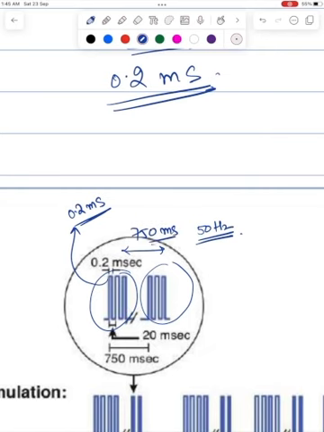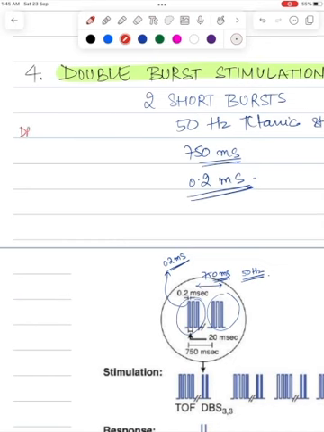and the 2 bursts are separated by a period of 750 milliseconds. Now there are 2 modes that are available in DBS, or double burst stimulation. You can have DBS 3,3 or you could have DBS 3,2. Now in DBS 3,2, there are 3 impulses in the first burst, separated by 750 milliseconds, and the second burst is going to have only 2 stimulations. Whereas in DBS 3,3, both the bursts are going to have 3 stimuli.